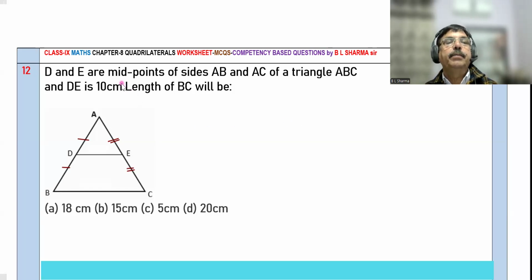D and E are the midpoints of side AB and AC of triangle ABC, and DE is equal to 10 centimeter. Length of BC will be. Here DE is 10 centimeter. So by midpoint theorem, DE is half of BC. If this is 10 centimeter, then BC will be double of it. That will be 20 centimeter. So D is correct option.